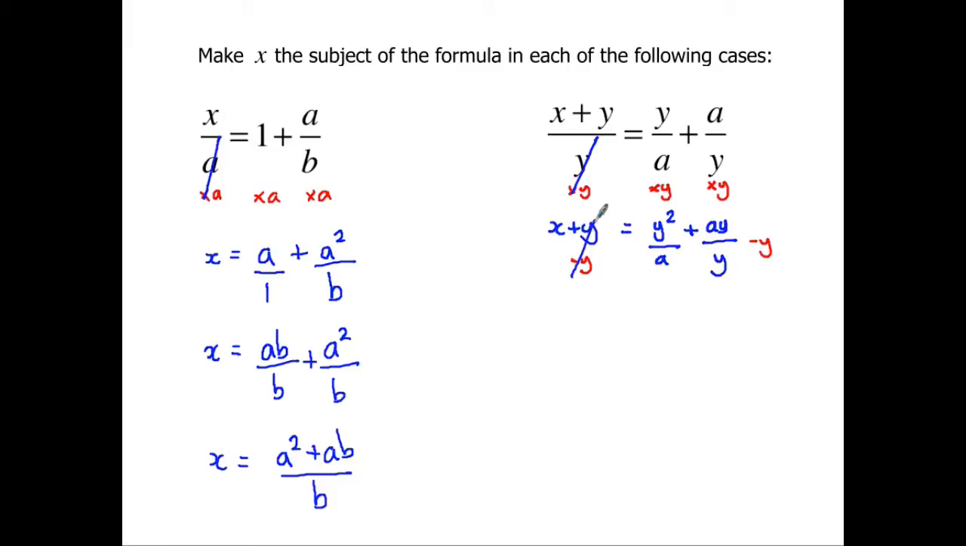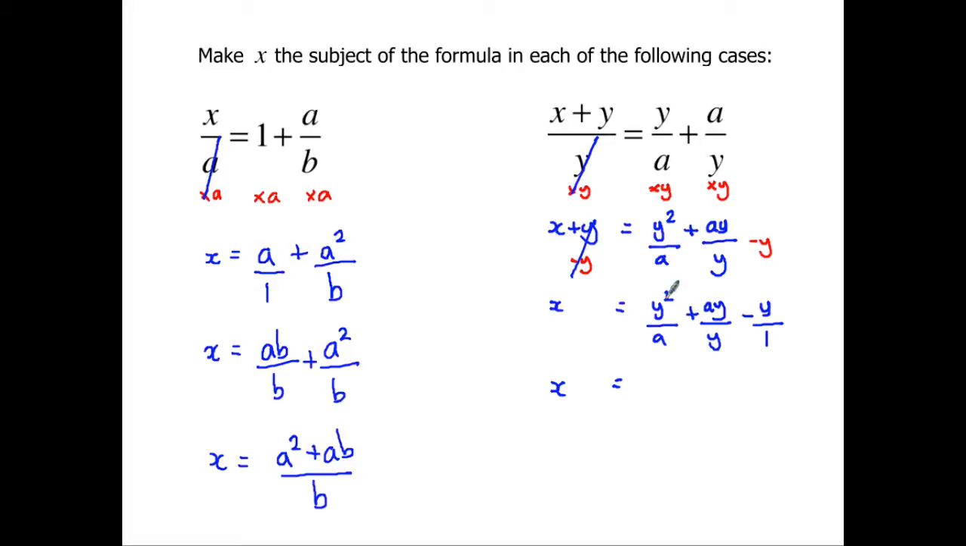So I've got x equals all this lot again, y squared over a plus ay over y minus y. But since we're dealing with fractions here, we'll write that as y over 1, so that we can merge these a little bit more easily. In theory, you've kind of answered the question, but it just looks a bit untidy and we need to merge them as a single fraction. So the common denominator will be ay, because they'll go into ay on the bottom here.